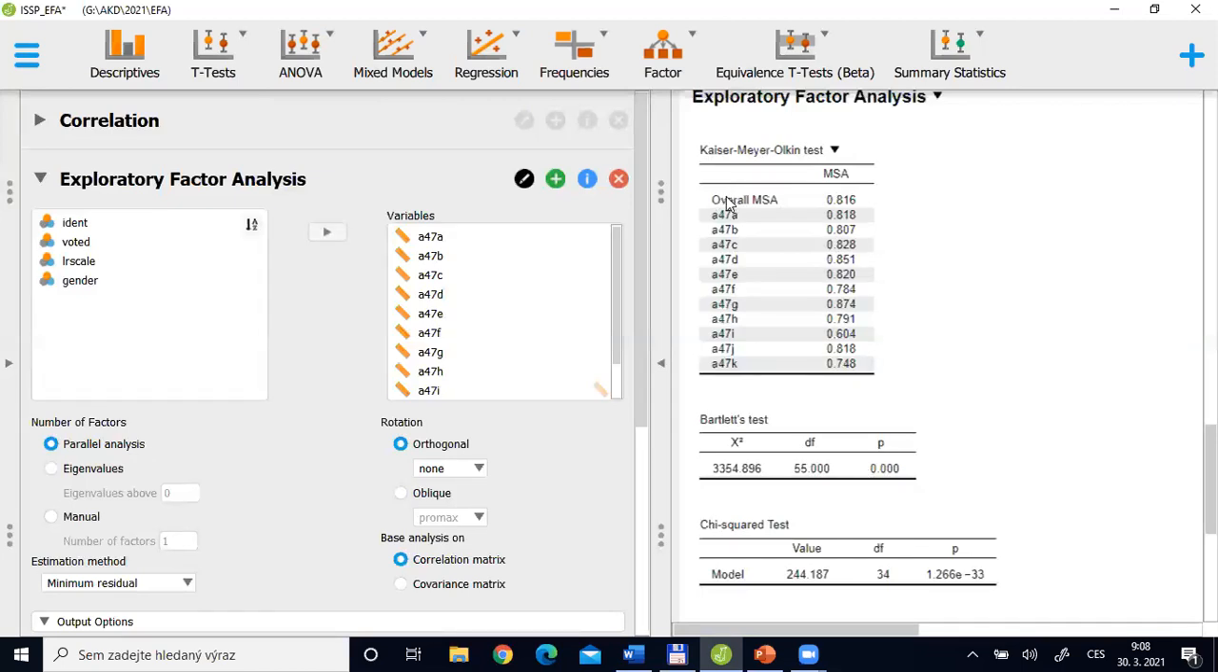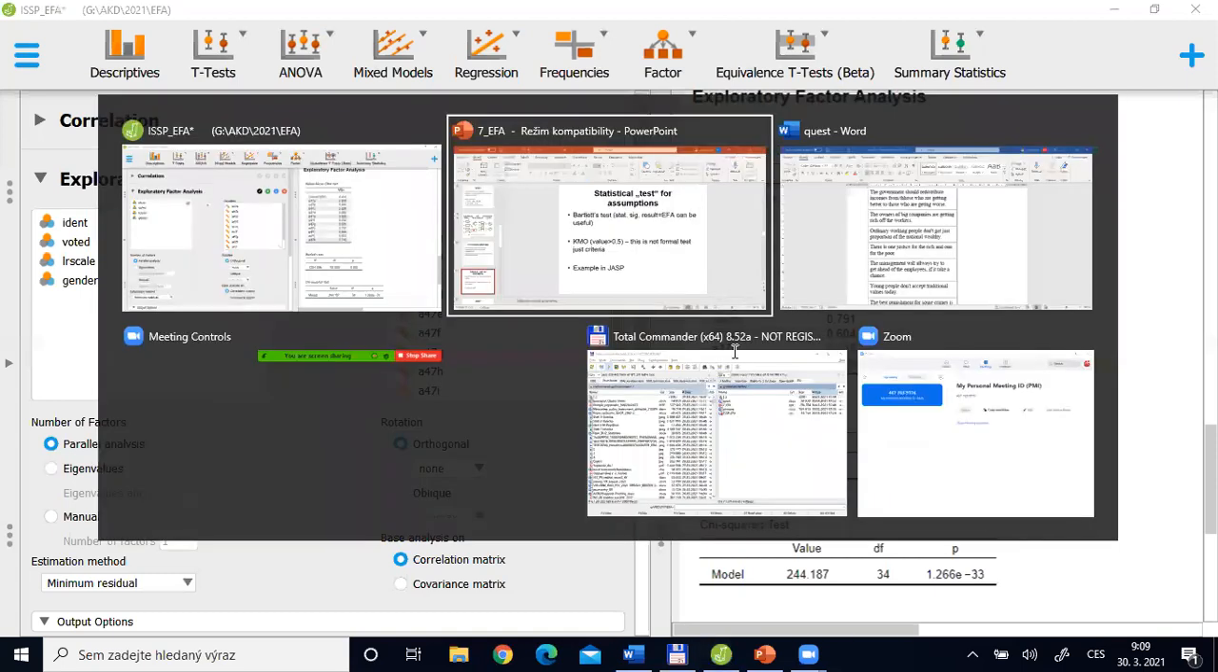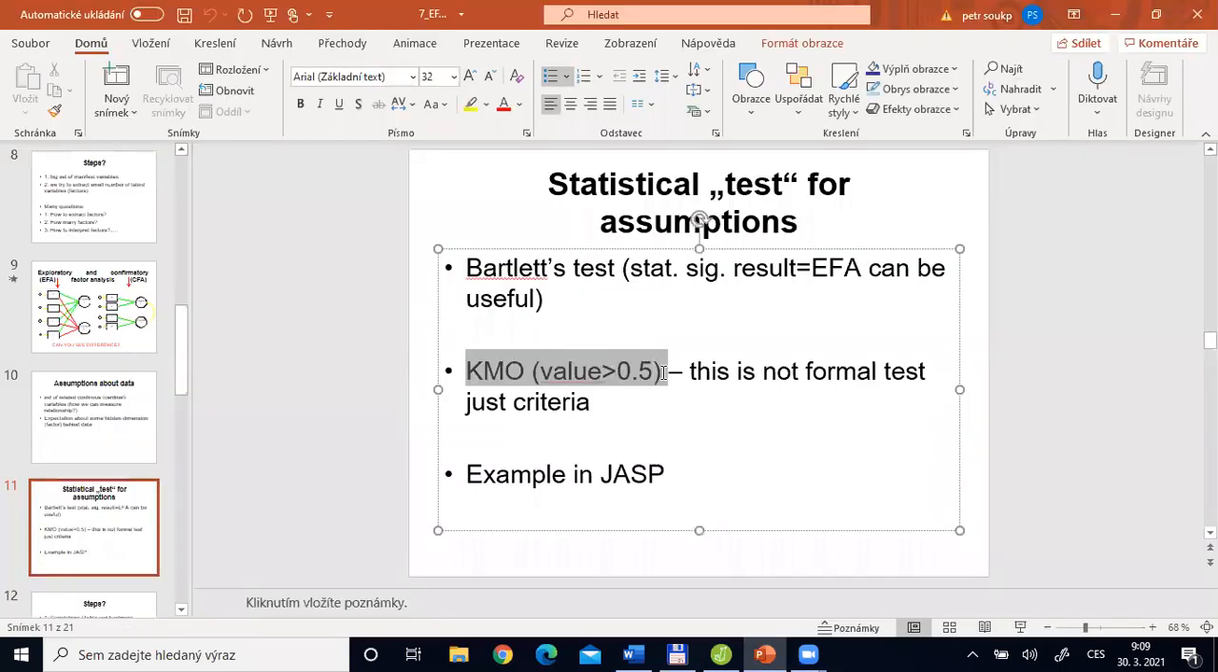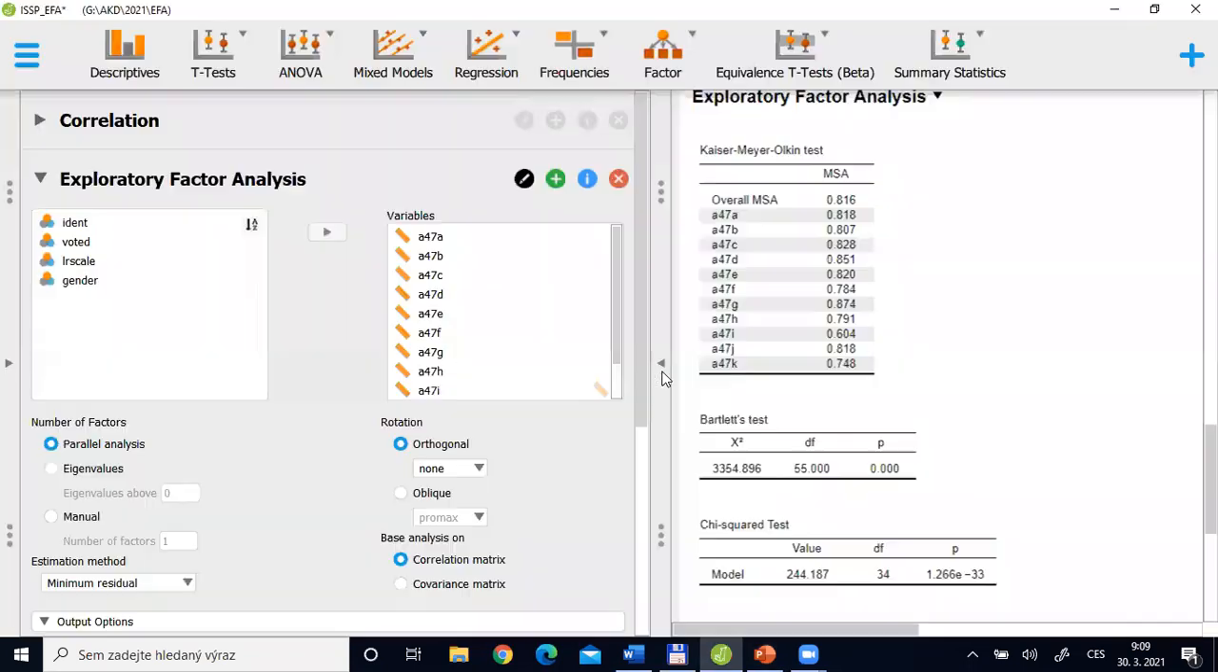The second criterion by which I can recognize and decide whether to use factor analysis or not is the KMO statistic, here called overall MSA. It measures the relationship for the set of variables. Once again, the recommendation is if KMO is above 0.5, feel free to use factor analysis. Here we have 0.816, and it's a very good value, so we would perform exploratory factor analysis.